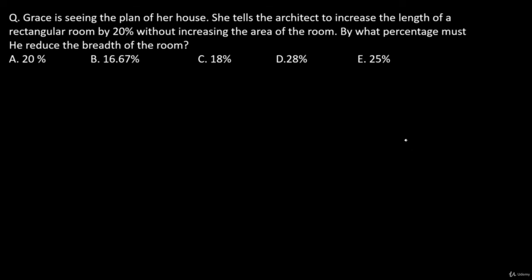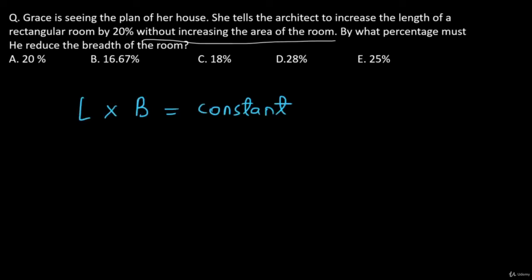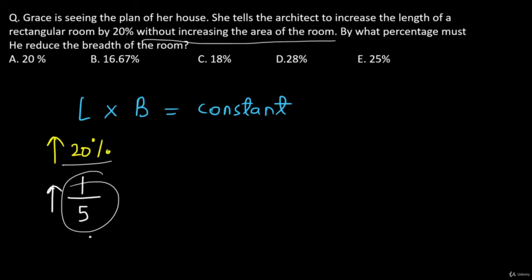Now over here you can see that the area has to be maintained constant, right? So it's mentioned without increasing the area of the room. Now we know that in the case of a rectangle, the area is length into breadth. So length into breadth has to be maintained as a constant. Now she also tells the architect to increase the length by 20%. So the length has to be increased by 20%, and 20% is the same as 1 by 5. So there is an increase of 1 by 5.